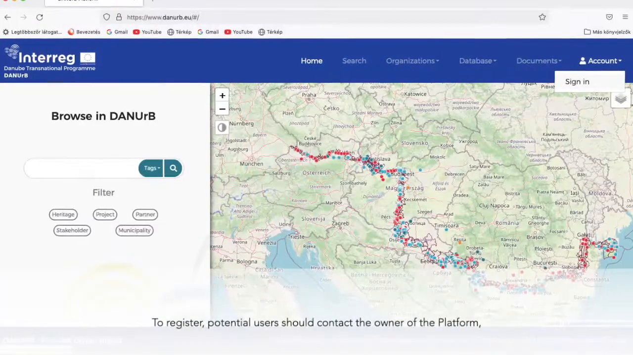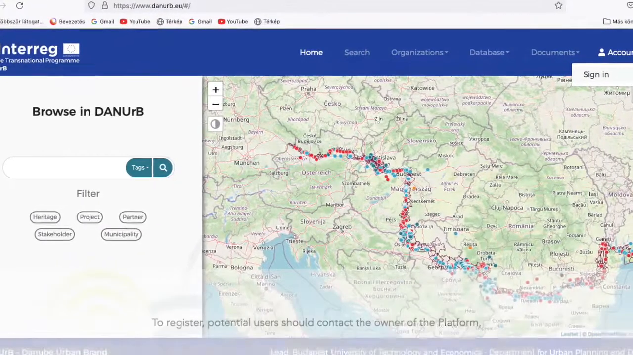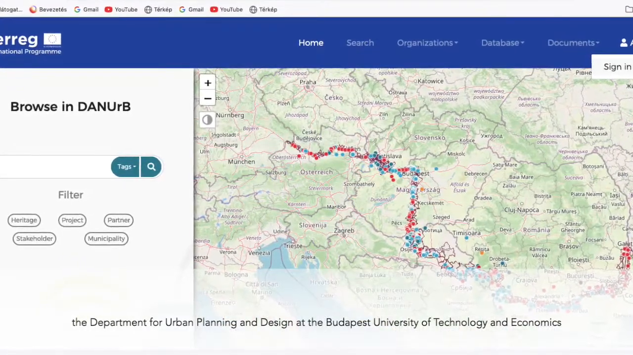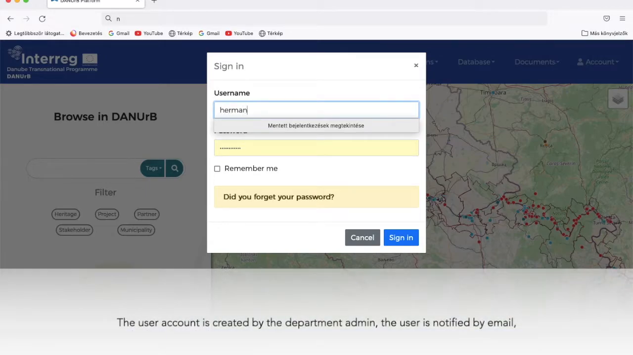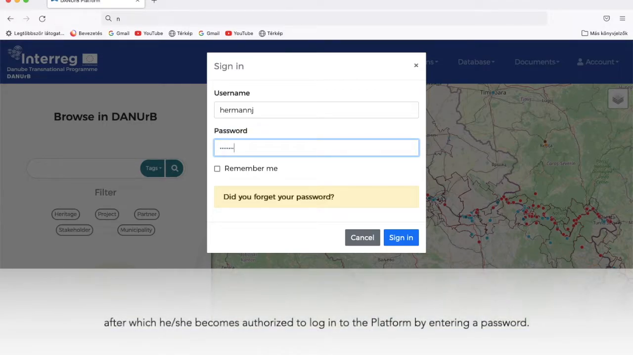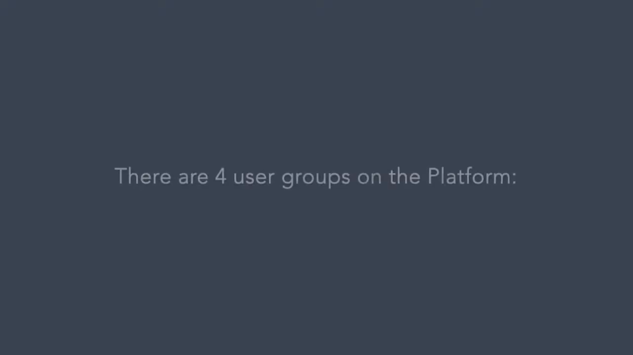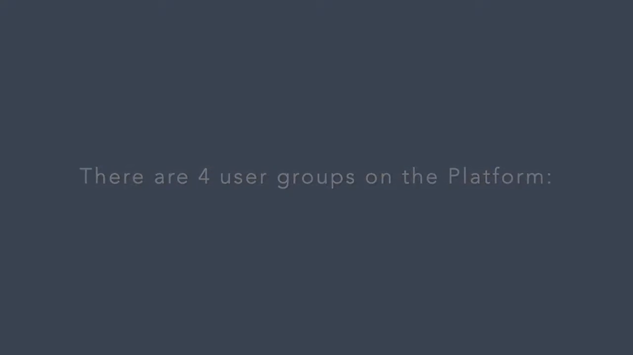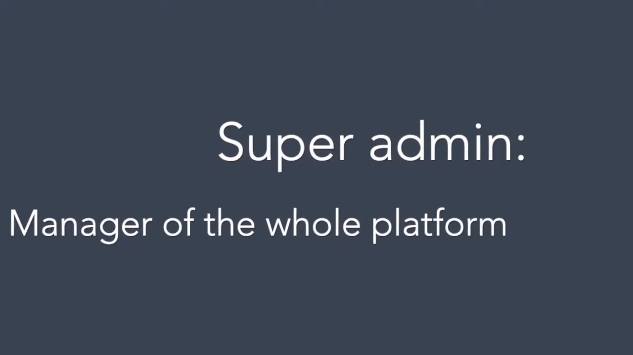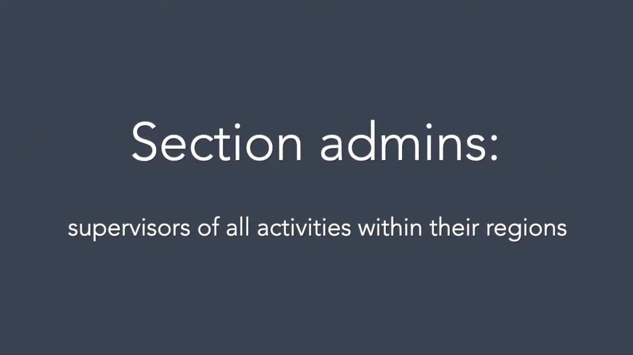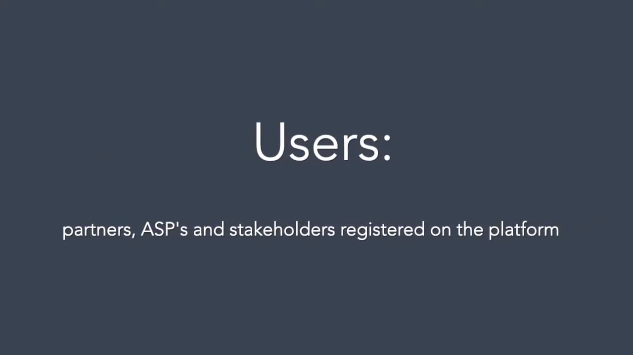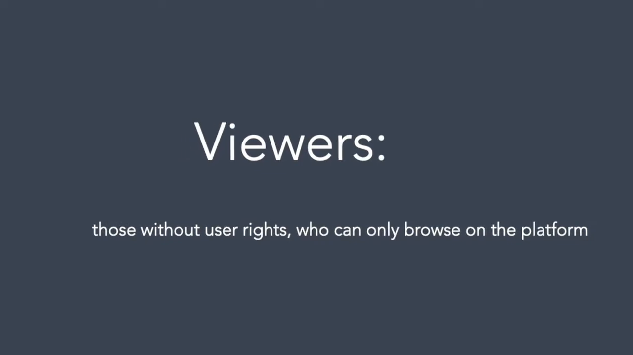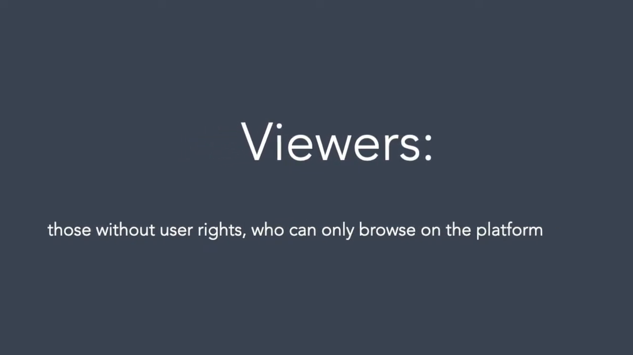Login. To register, potential users should contact the owner of the platform, the Department for Urban Planning and Design at the Budapest University of Technology and Economics. The user account is created by the department admin. The user is notified by email, after which he or she becomes authorised to log into the platform by entering a password. There are 4 user groups on the platform: Super Admin, manager of the whole platform; Section Admins, supervisors of all activities within their regions; Users, partners, ASPs and stakeholders registered on the platform; Viewers, those without user rights who can only browse on the platform.